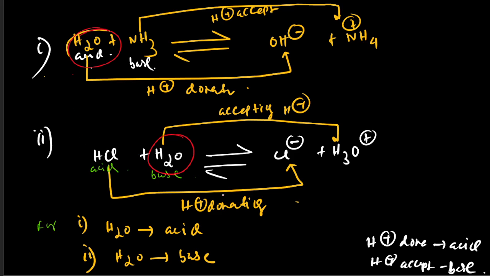So he talked that it is a relative concept. It depends on what other molecules are present with it. For case 1, H2O was acid, and for case 2, the same H2O is base. So we cannot say that a molecule is acid or base; that depends on what other molecules are present. That's why he talked about the relative concept. So he gave these conjugate acid-base pairs.